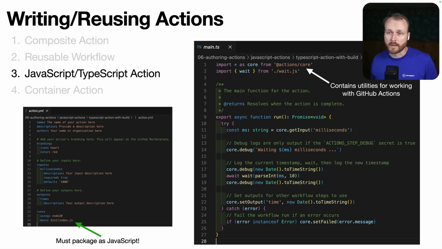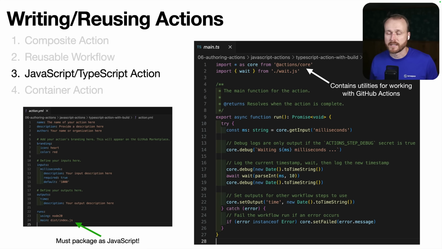Moving on to the third type of action, we have JavaScript and TypeScript actions. Now this is the type that GitHub Actions supports most natively, and many of the actions that you encounter on the marketplace or otherwise will be of this type. GitHub provides an NPM package called Actions Core that you will install as a dependency into a JavaScript or TypeScript project. You can then import that, and that will contain many different utilities for interacting with GitHub and GitHub Actions.